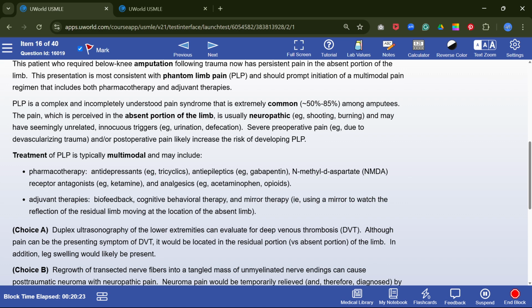Treatment is a multimodal pain regimen: pharmacotherapy like antidepressants, anti-epileptics, gabapentin; NMDA receptor antagonist, ketamine; analgesics, acetaminophen, opioids; adjuvants, biofeedback, cognitive behavioral therapy, and mirror therapy, using a mirror to watch the reflection of the residual limb moving at the location of the absent limb.